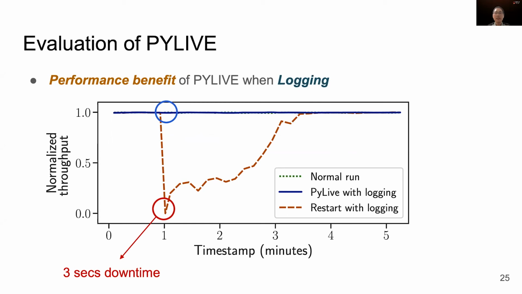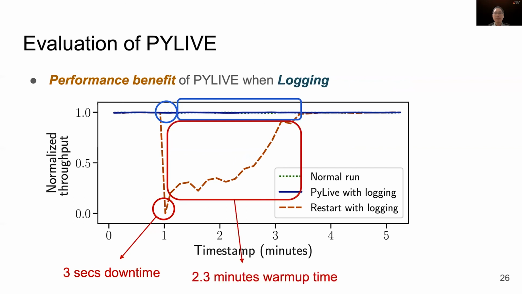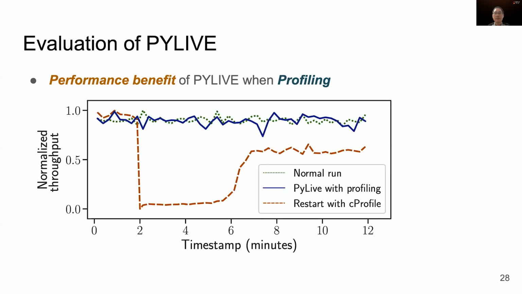In this figure, the x-axis is the timestamp and the y-axis is the normalized throughput. We can see that the throughput drops to 0 for the red line, which means restart. On the other hand, PYLIVE can avoid 3 seconds downtime caused by the restart. PYLIVE also avoids 2.3 minutes warm-up time. And PYLIVE imposes only 0.1% overhead during normal executions.